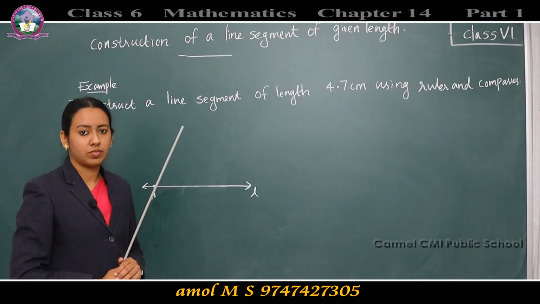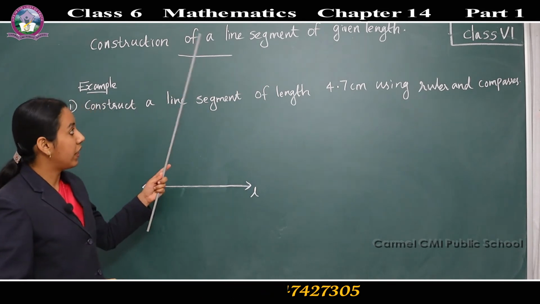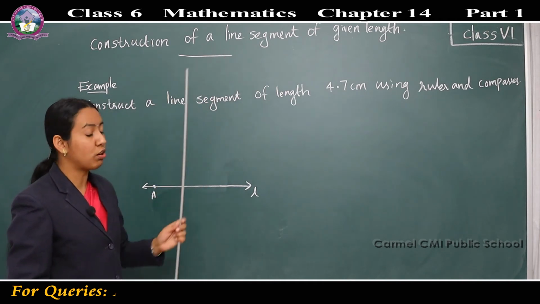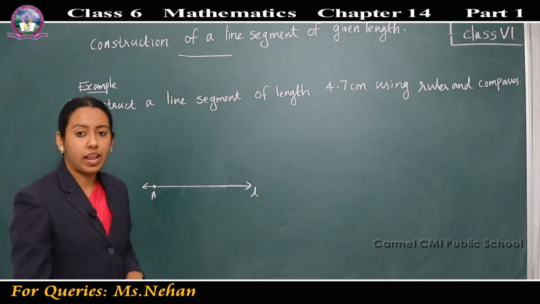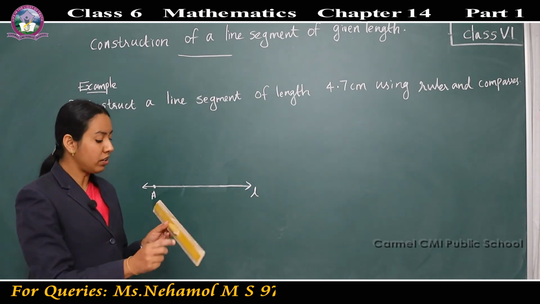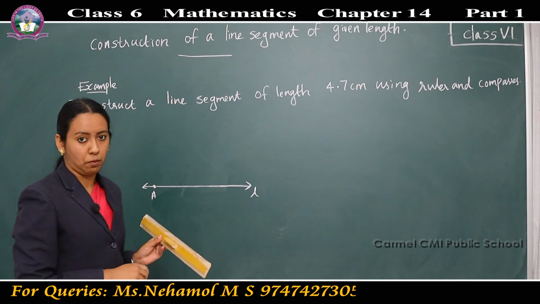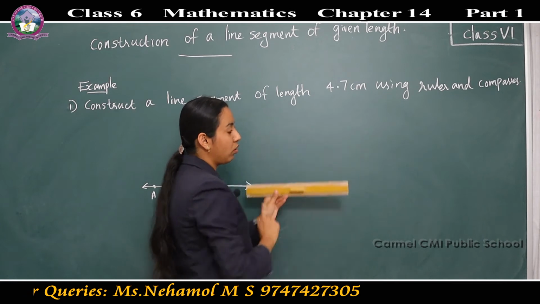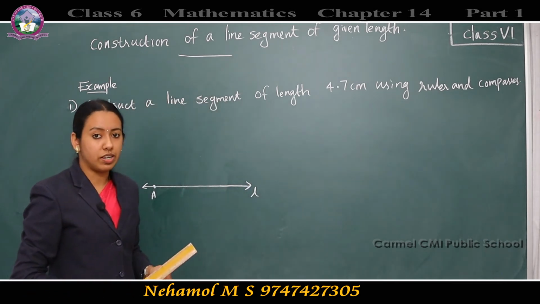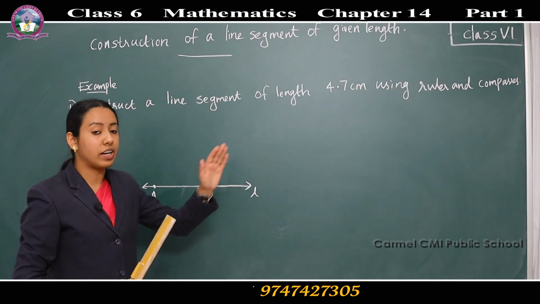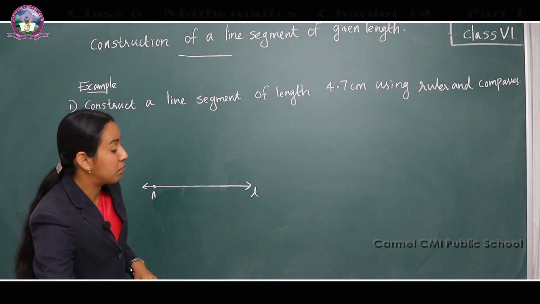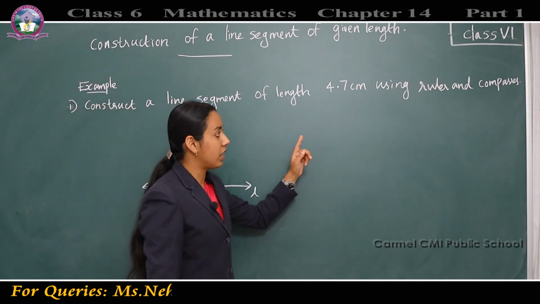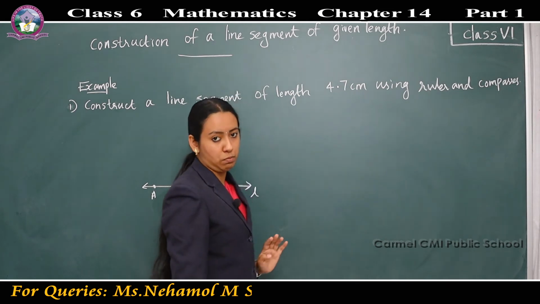Next one, construction of a line segment of given length. To draw a line segment of given length, you can use a ruler or scale also. By taking necessary measurement on the scale, you can draw the line segment. But now we are going to study another method using ruler and compasses. We can go through an example. Construct a line segment of length 4.7 centimeter using ruler and compasses.